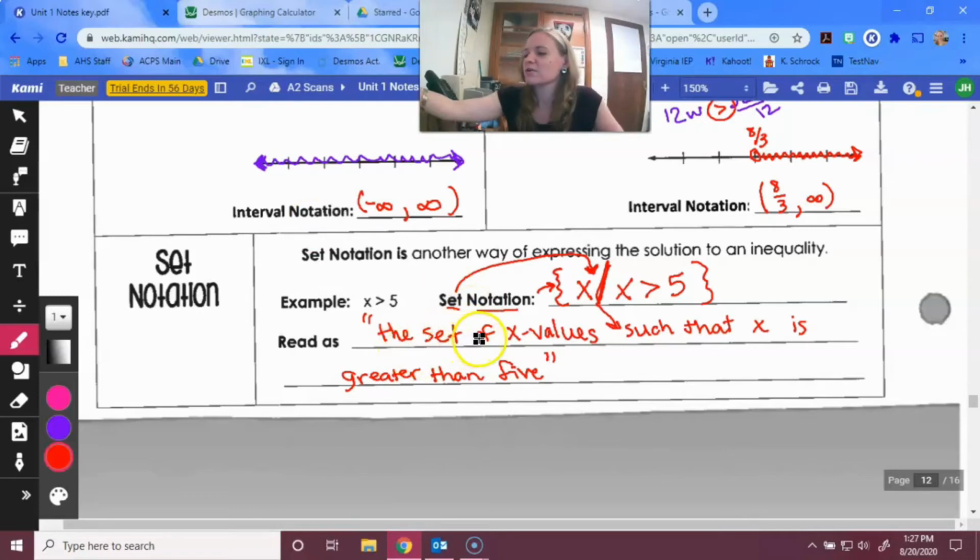I believe we're going to use that type of notation. Yeah, we will use that in the future. So that's just another type of notation, along with interval notation.